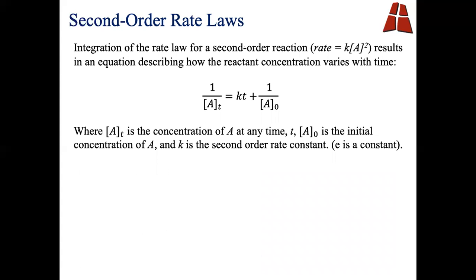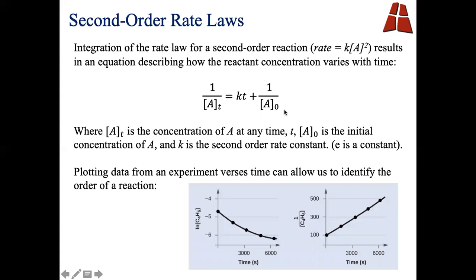If we think about what a second order integrated rate law would look like, if we were to integrate this term right here, we would end up with the expression where 1 over the concentration of our chemical at any time is equal to our rate constant K times that time plus 1 over our initial concentration. As you might guess, if we were to graph that, we would end up with a straight line if this was a second order reaction, where 1 over our concentration would be our y-axis for the second order rate law, and our x-axis is going to be the time, okay?